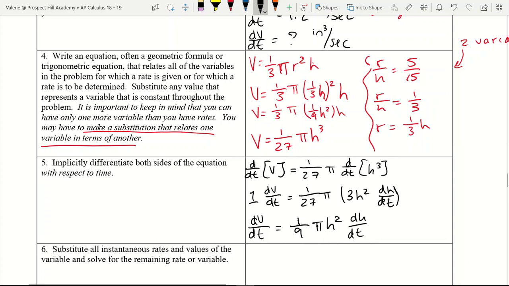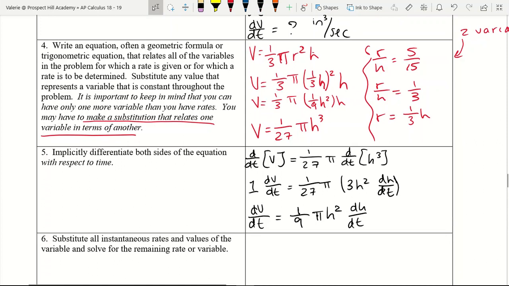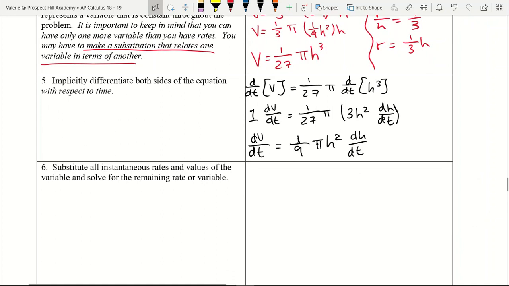So now I have a formula and a derivative where I have two variables in my formula, and in my derivative, I know one of the two rates. So for part 6, now I'm going to substitute any instantaneous rates. If you look back at the problem, we're looking at the instant when the radius of the exposed area is 2 inches. So r is 2. We know that dh/dt is equal to 1.2.